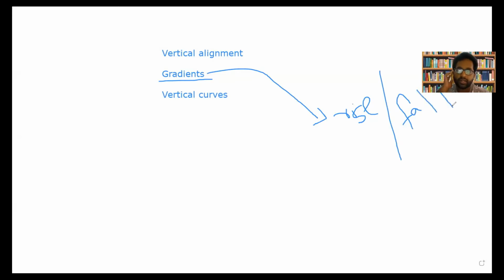For example, if you are considering the vertical profile of a road, you can see that at some points there will be a rise in the vertical profile, and at some points there will be a fall in the vertical profile due to many reasons. There are different reasons which cause these variations in the vertical profile. I'll show you one.